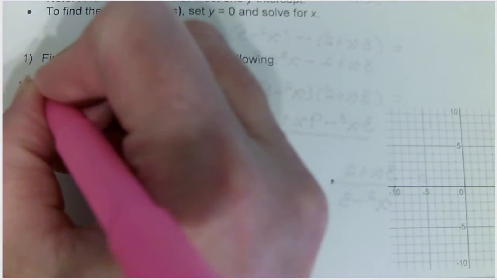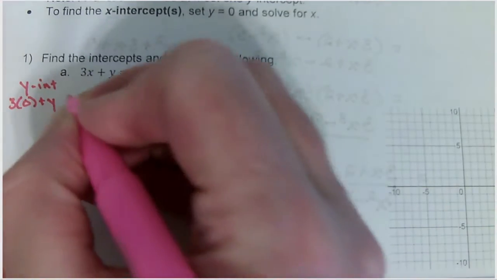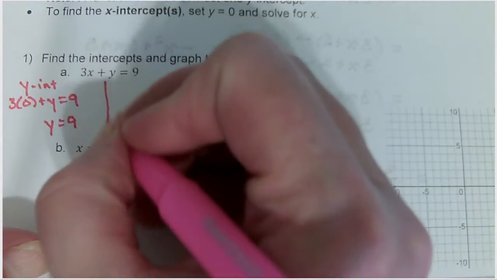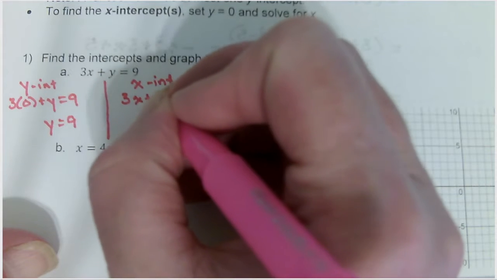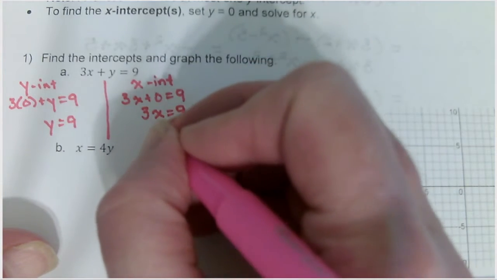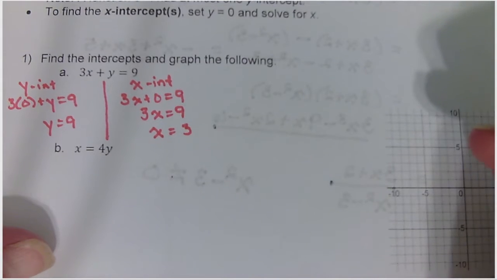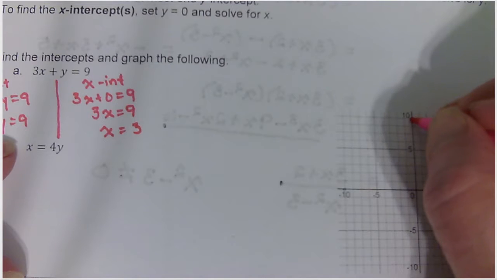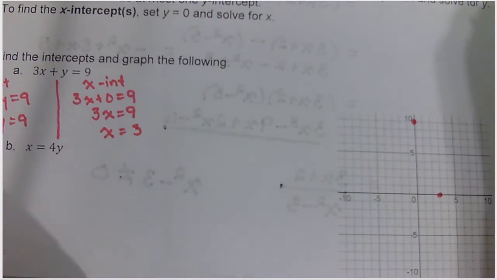So for the y-intercept, it would be 3 times 0 plus y equals 9. So we end up with y equals 9. For the x-intercept, we're going to switch it and let y be 0. And I get 3x equals 9, or x equals 3. If I know those two intercepts, and I know this is a line, all I have to do is plot my y-intercept on the y-axis and my x-intercept on the x-axis and connect the dots.